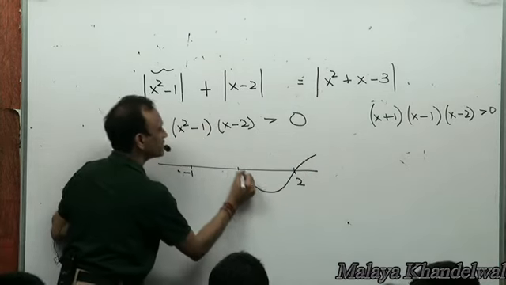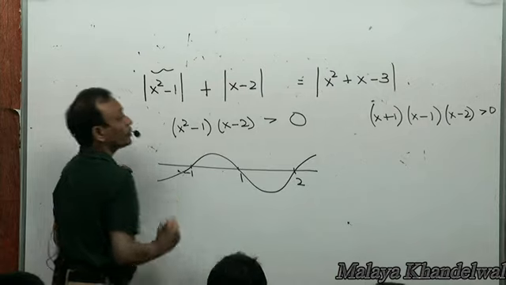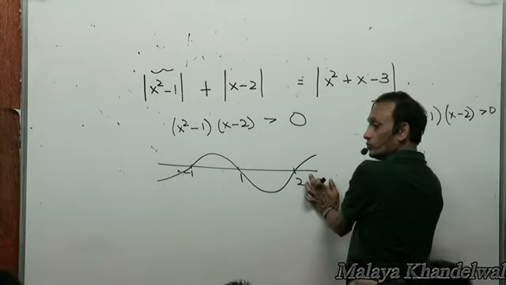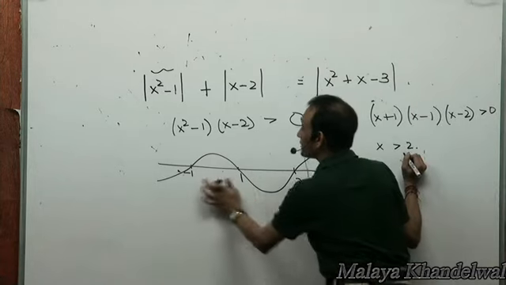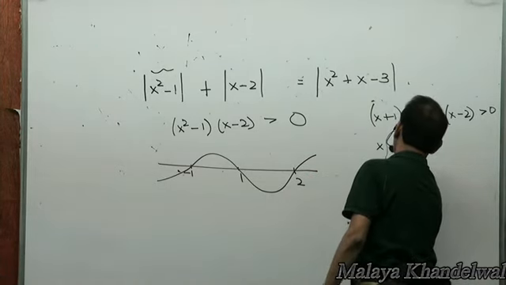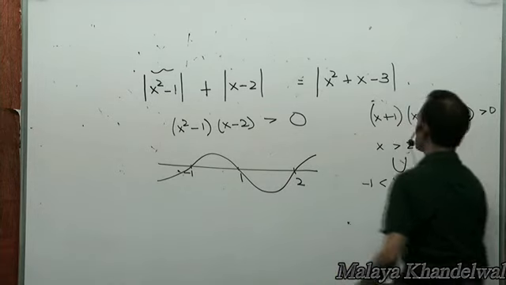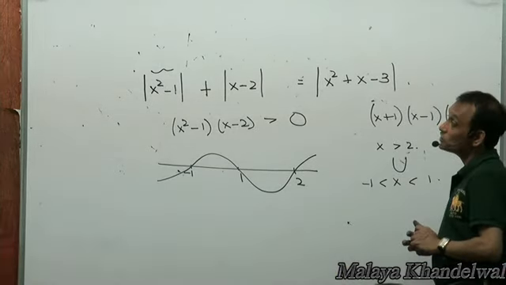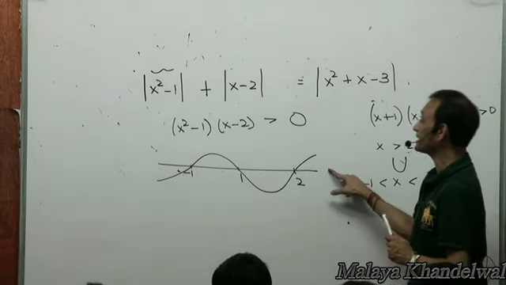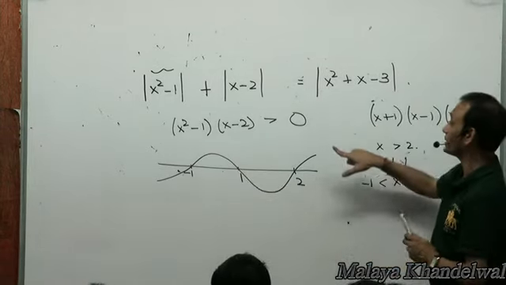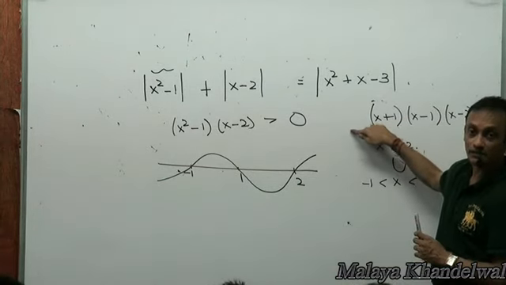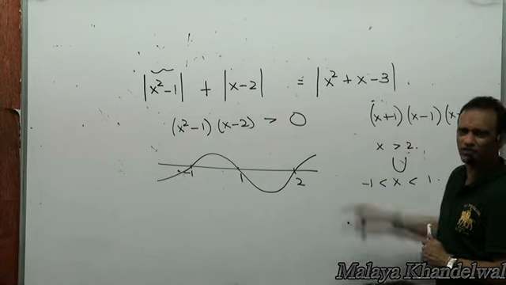From wavy curve method, what is the interval in which this is greater than 0? x greater than 2, union x lying between minus 1 and 1. Yes or no? Right? These are the intervals, x greater than 2 and x lying between minus 1 and 1. This product will be positive from wavy curve method. All of you recall wavy curve method, right?